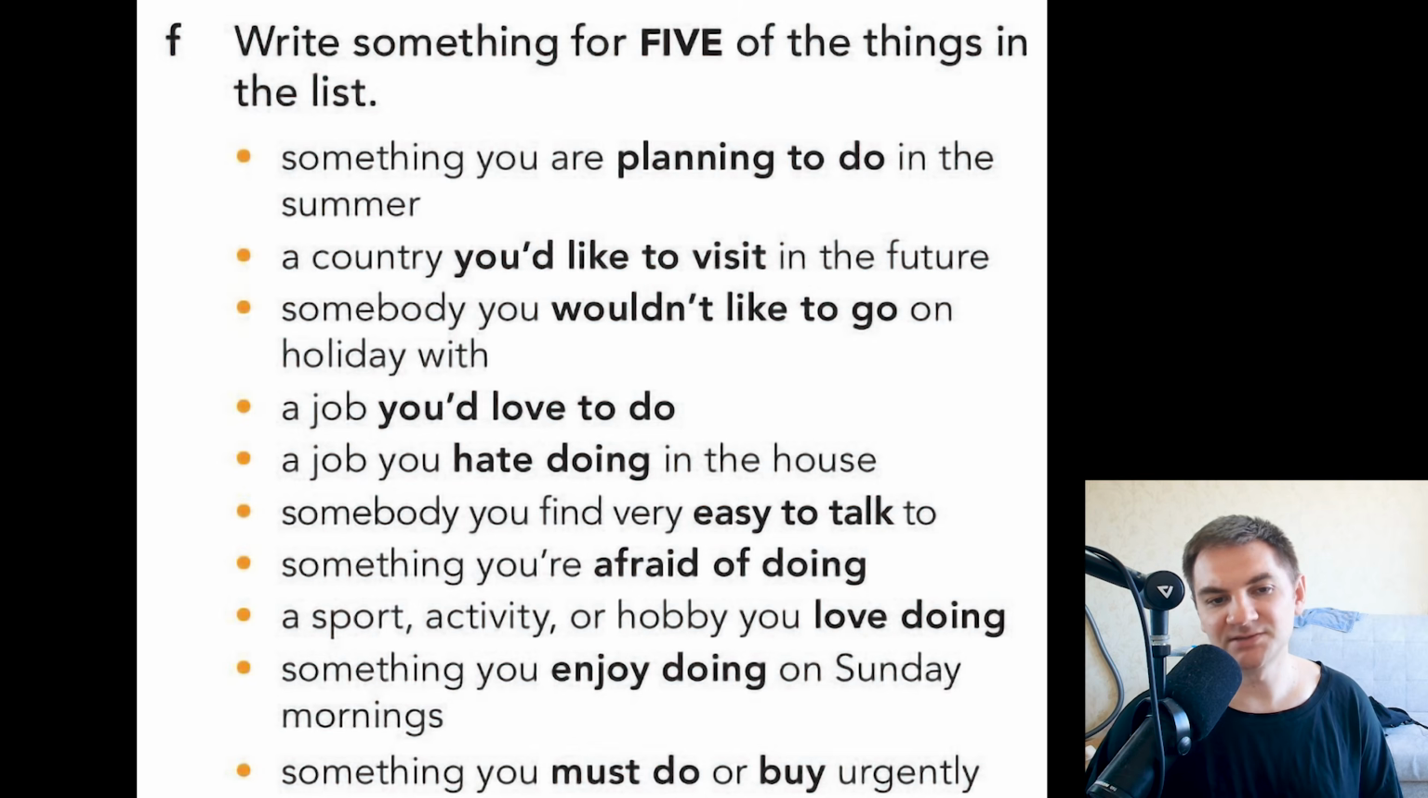And something you must do or buy urgently. I really need to buy a new vacuum cleaner. My old one has started acting up and doesn't work well anymore.